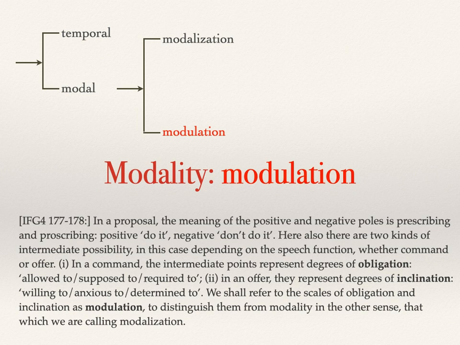In a command, the intermediate points represent degrees of obligation: allowed to, supposed to, required to. So low, median, high. In an offer, they represent degrees of inclination: willing to, anxious to, determined to. So again, low, median, high. We shall refer to these scales of obligation and inclination as modulation, in order to distinguish them from modality in the other sense, that which we're calling modalization. So modulation is a modality of proposals, modalization that of propositions.